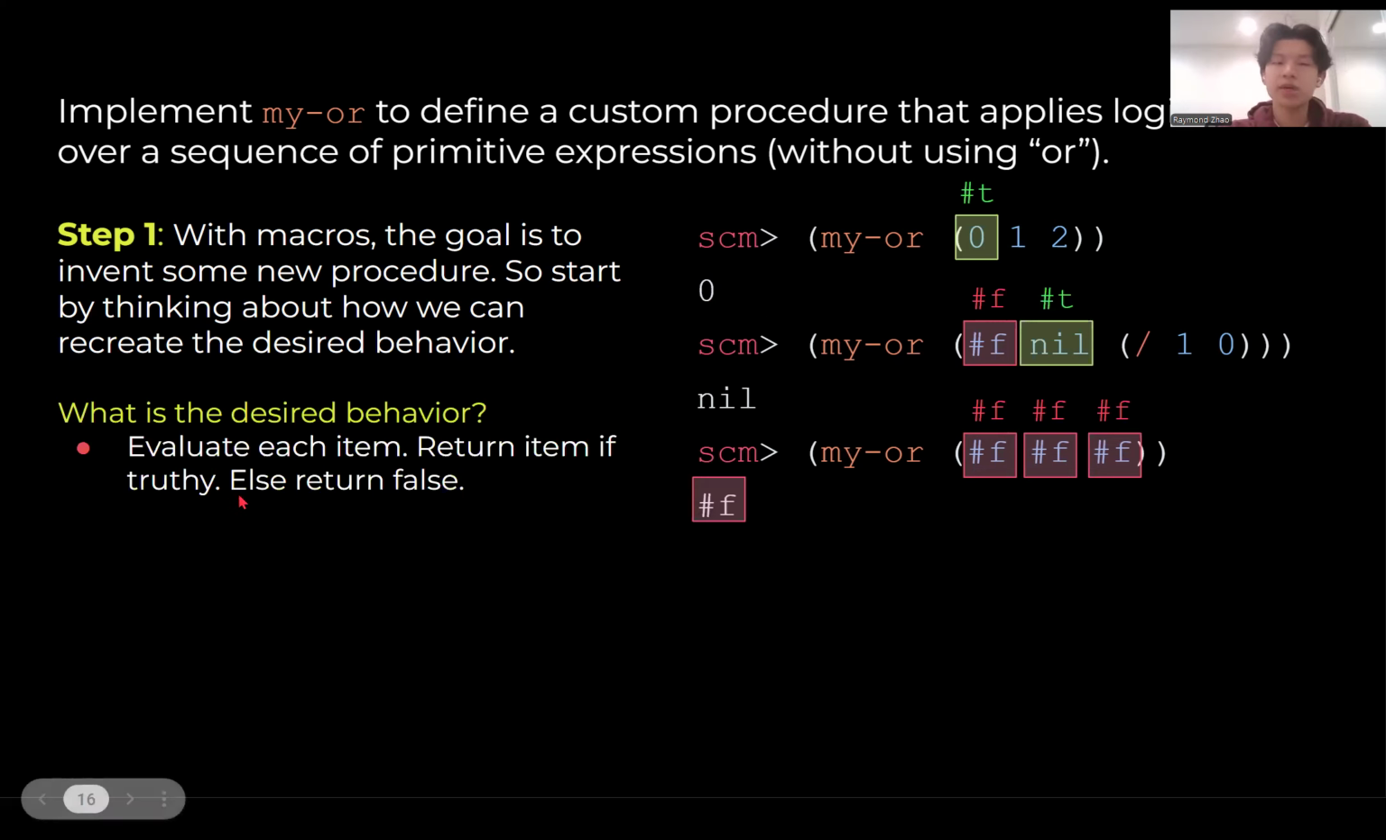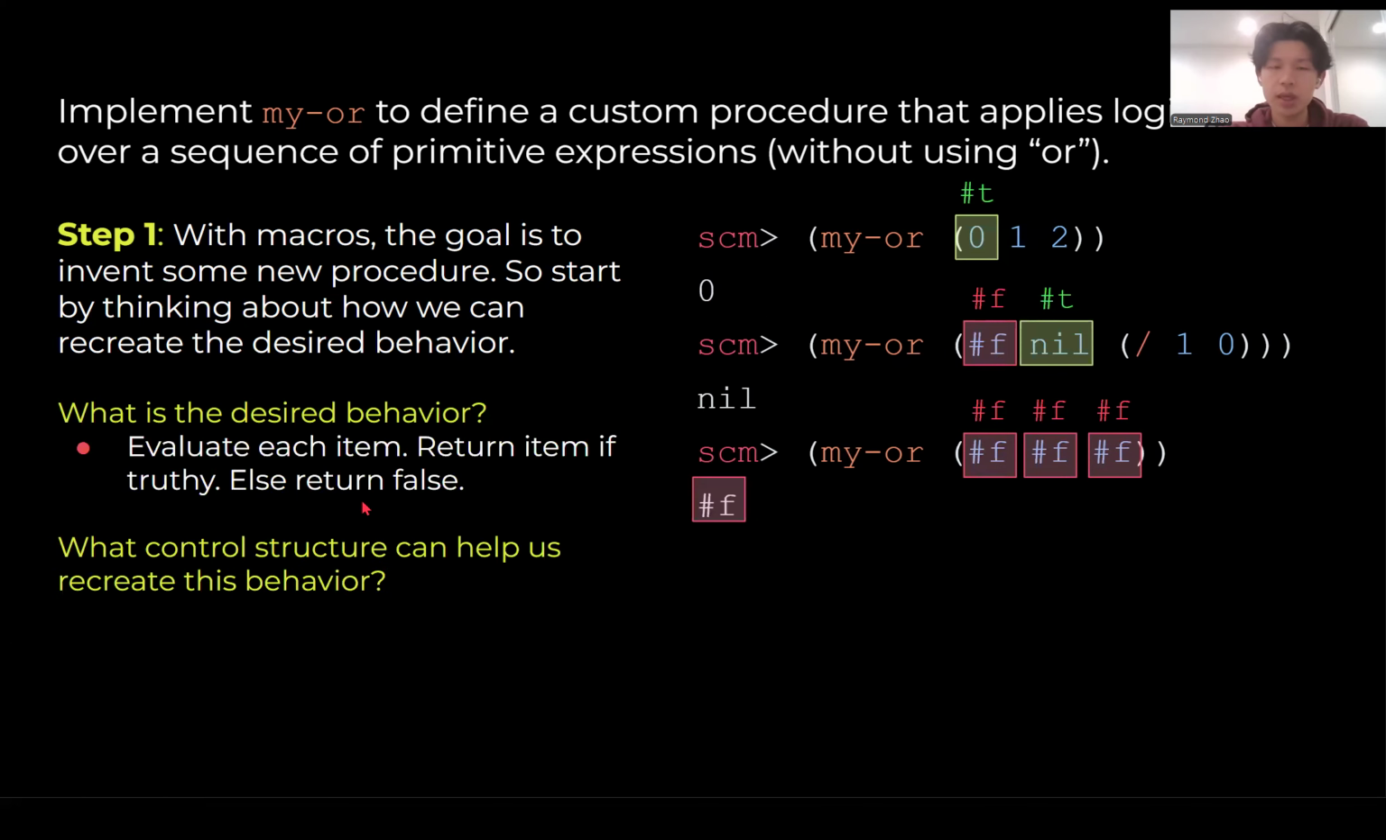So the behavior is that we want to evaluate each item and return the item if it's true, else return false if everyone is false. Now imagine OR is some novel behavior that doesn't exist in our language. What existing behaviors in our language can I use to build this new behavior? What were we doing? We were saying if this, return this, elif this, return this, elif this, return this, else return false.